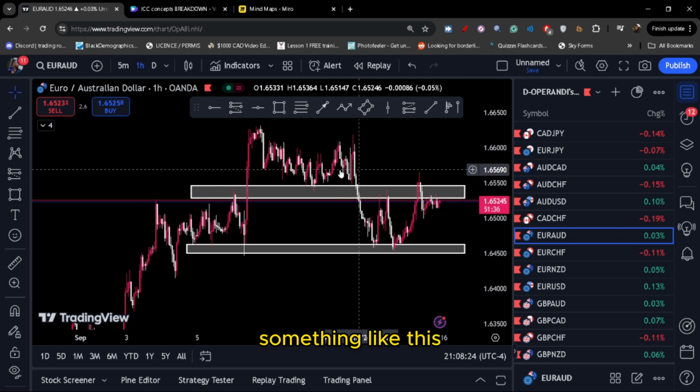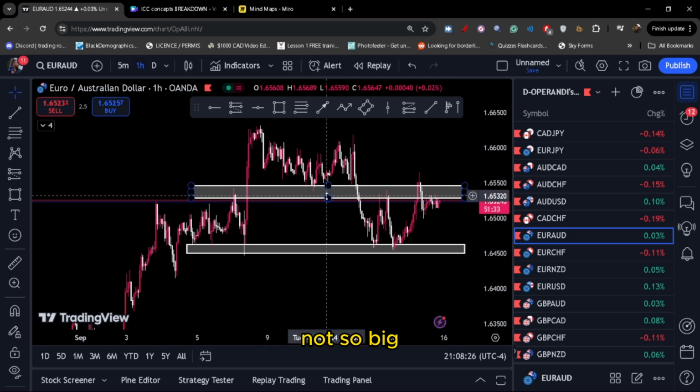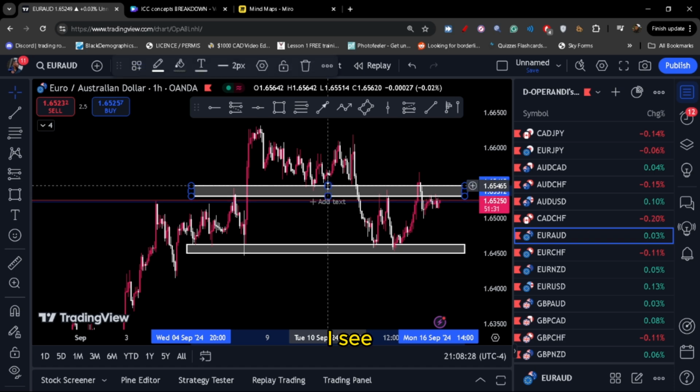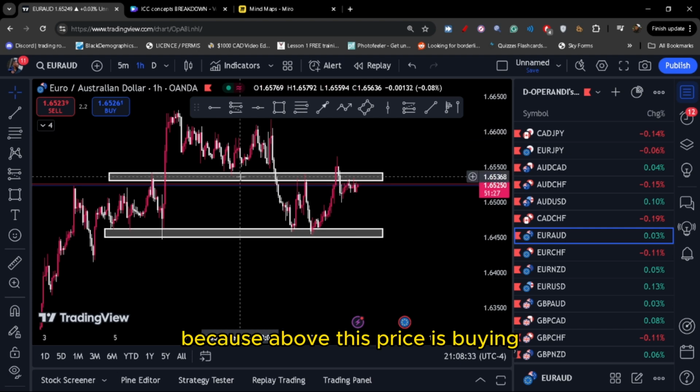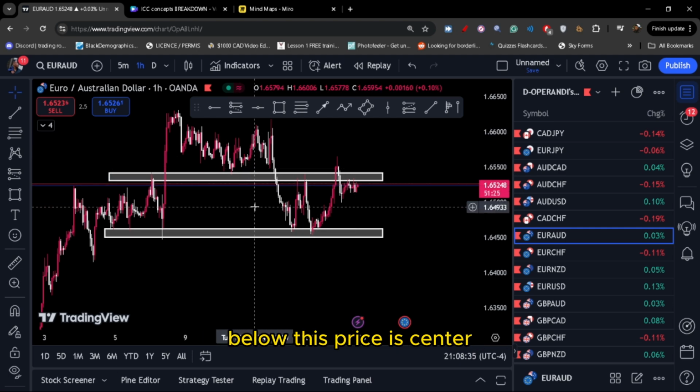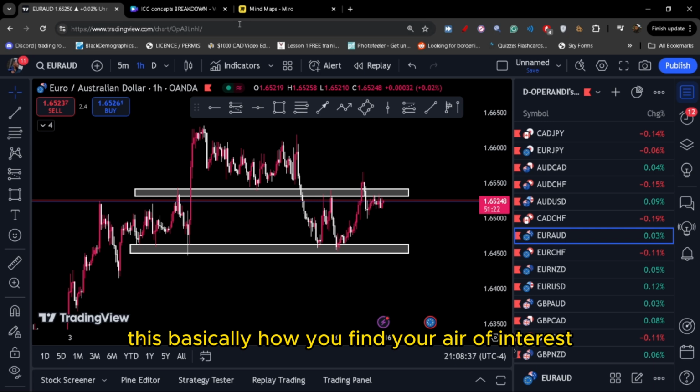Something like this, not too big, let's say something like this, right? Because above this price is buying, below this price is selling. So this is basically how you find your area of interest.